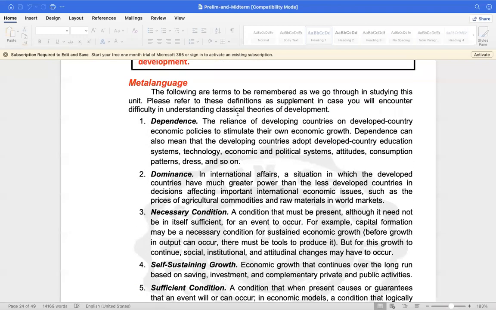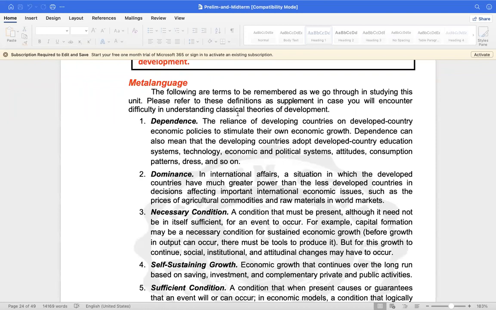So when we talk about dependence, no? Meaning nagadepende ta, no, sa uban, no, kung in layman's term pa. However, in economics, when we talk about dependence, this is the reliance of developing countries on developed country economic policies to stimulate their own economic growth. So basically, si dependence, no, mo-occur dyan siya particularly sa karon, no, since we are still developing country, we are very much dependent on those countries nga developed na, no.